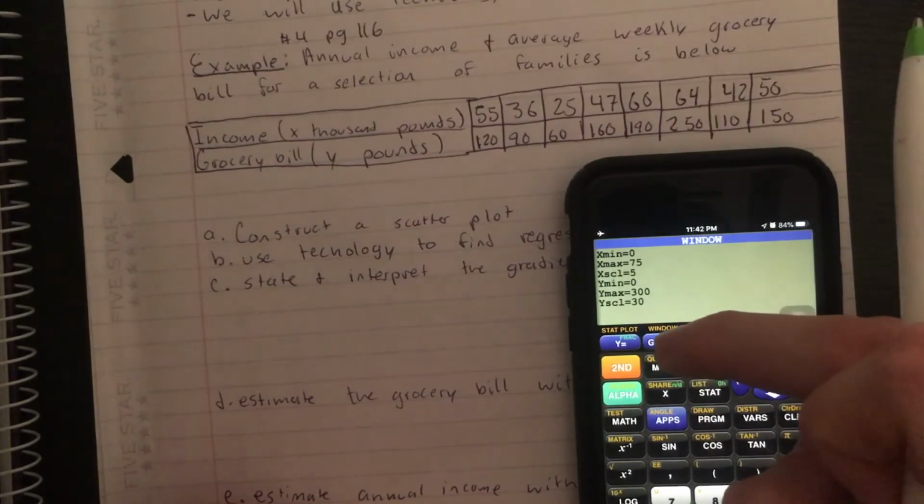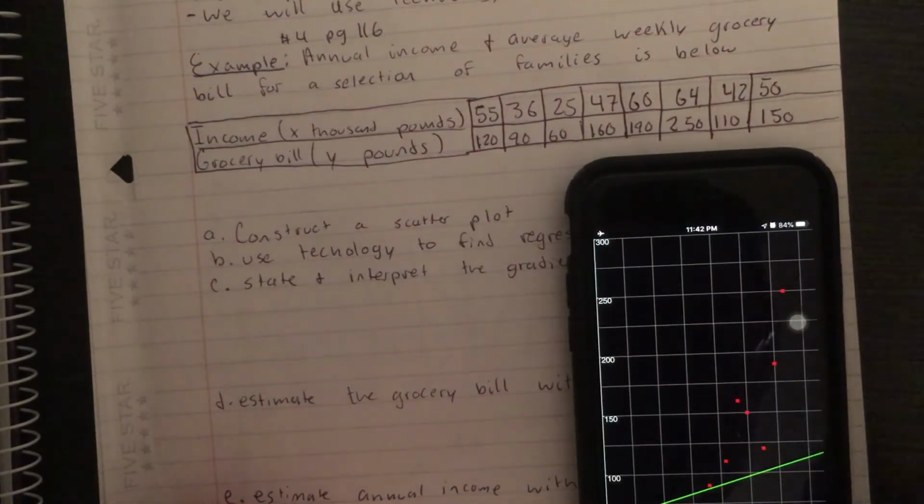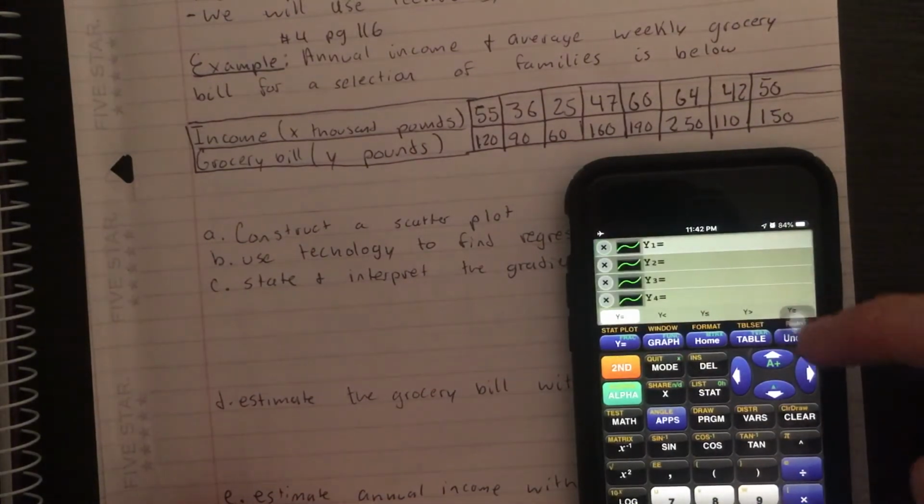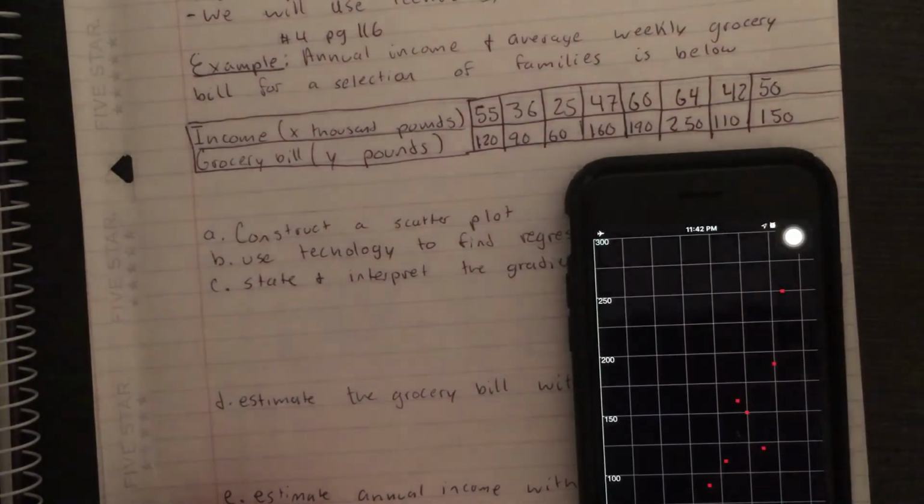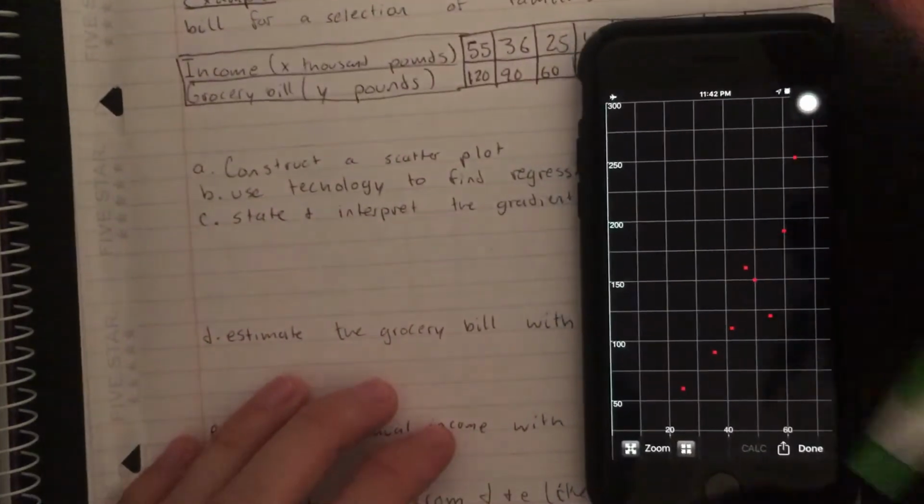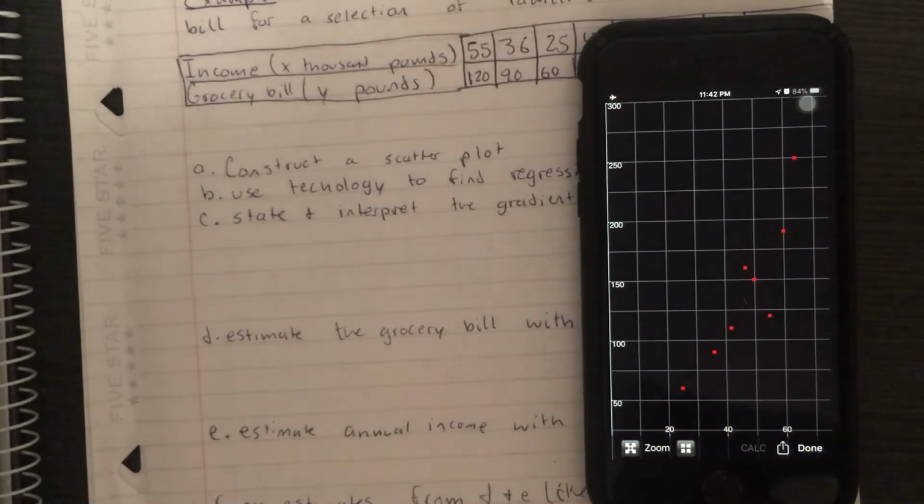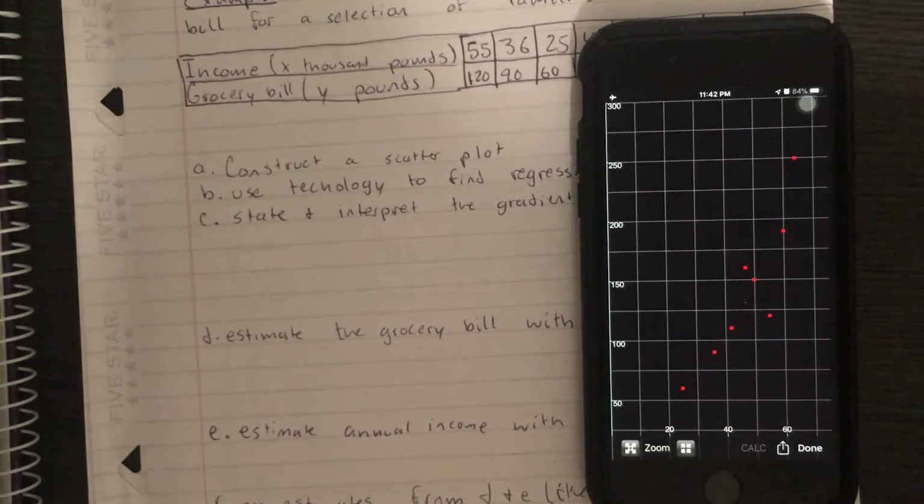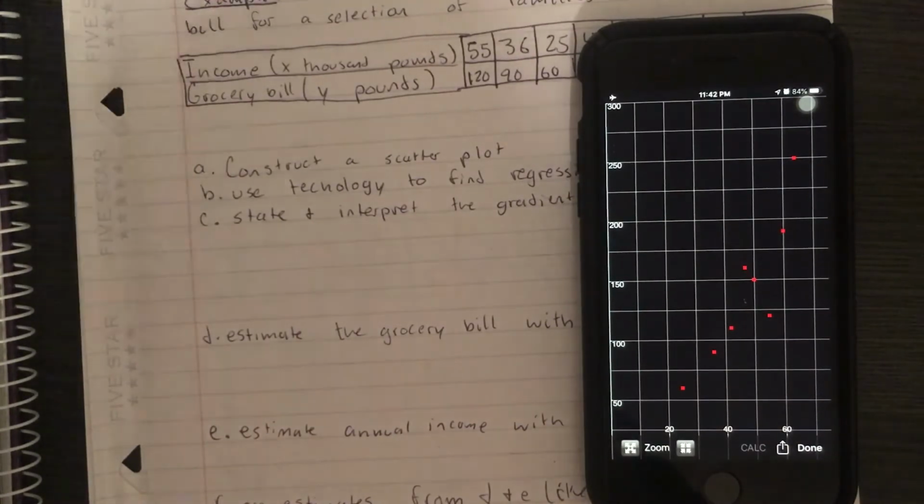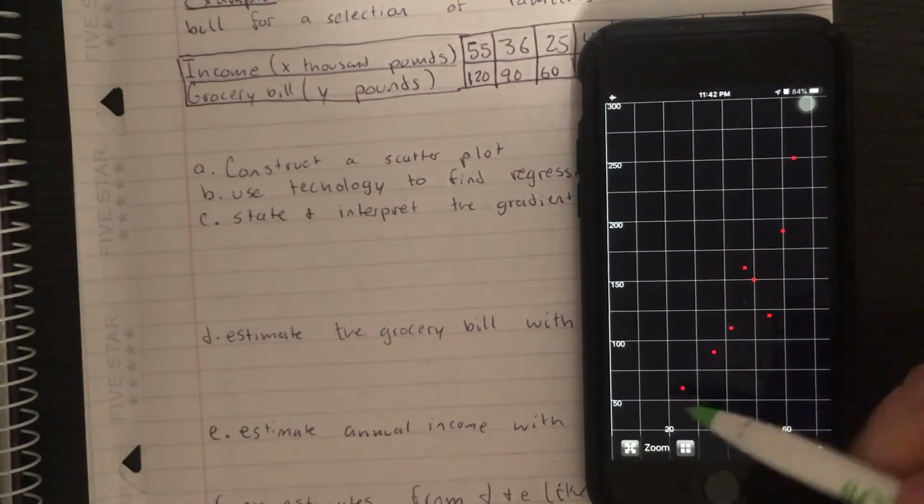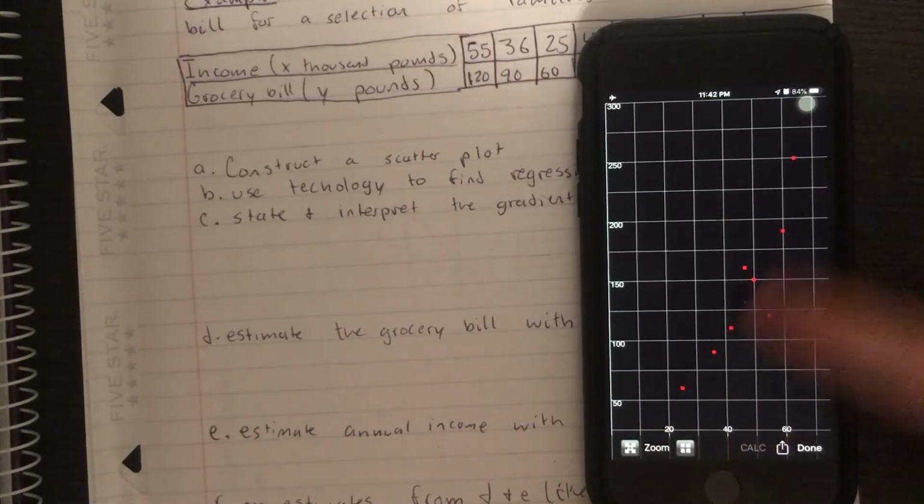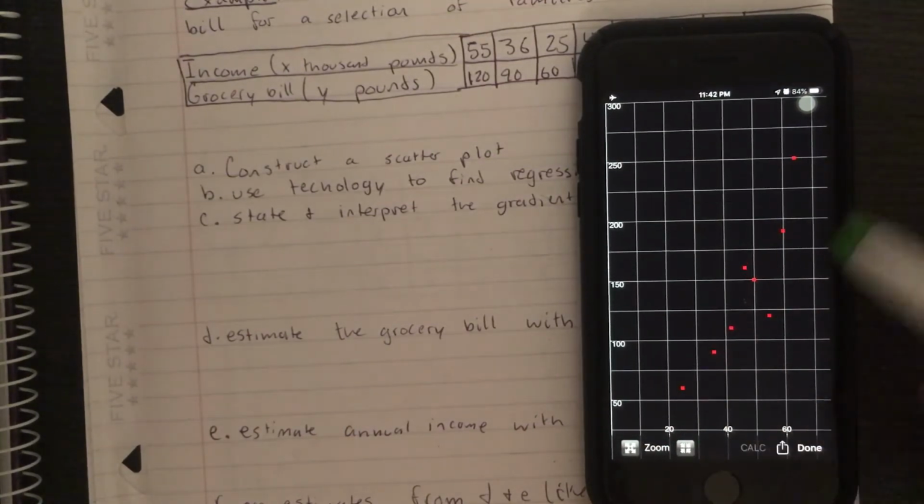So when we graph that, and let me get rid of that equation that we've got there, that's from my statistics class. That is our scatter plot there. And what we're trying to see is, is there a strong linear relationship between the income that somebody makes and their grocery bill? So we can see that there appears to be a positive correlation. Data is heading this way.